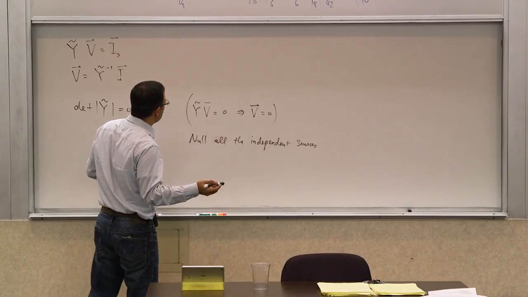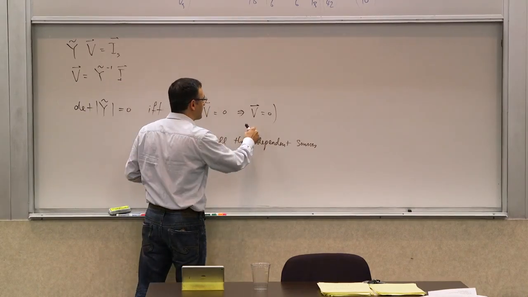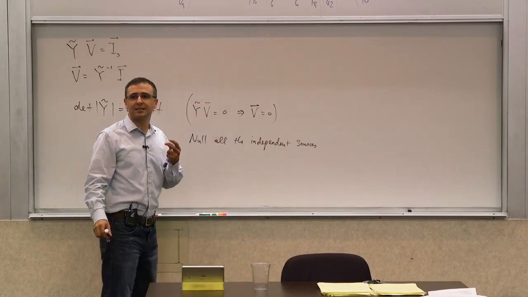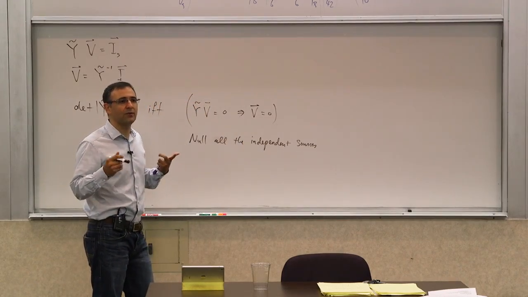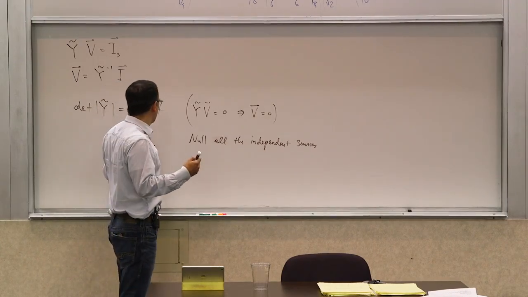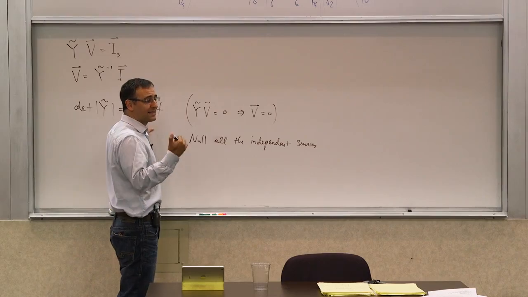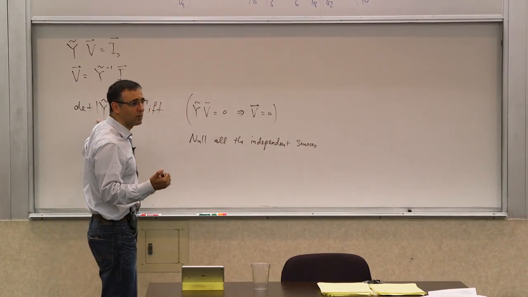So when you null the independent sources, you should see a circuit which guarantees every node has a 0 voltage. If there are nodes that can have any voltage other than 0, then it means that this is a singular circuit, and you can't solve it this way. It means that the determinant of Y is 0.